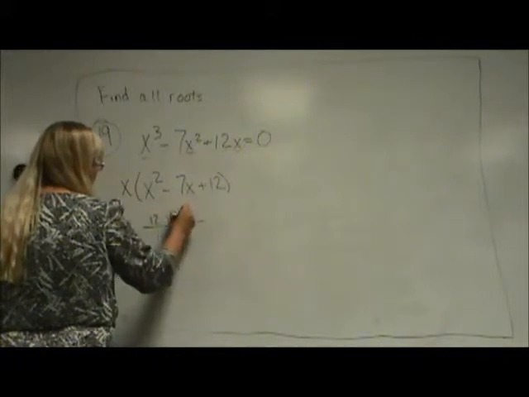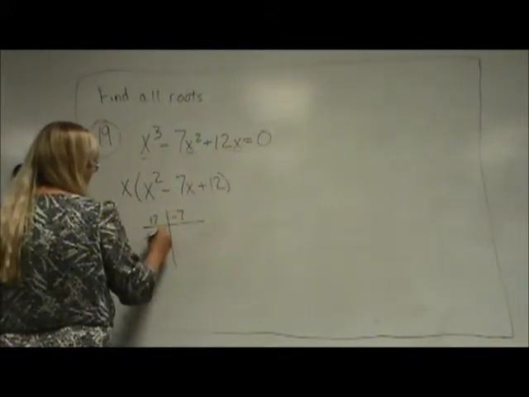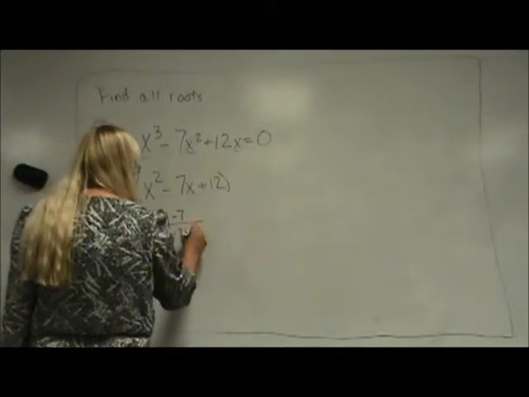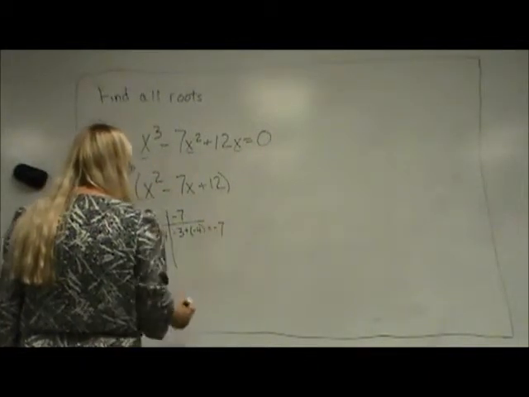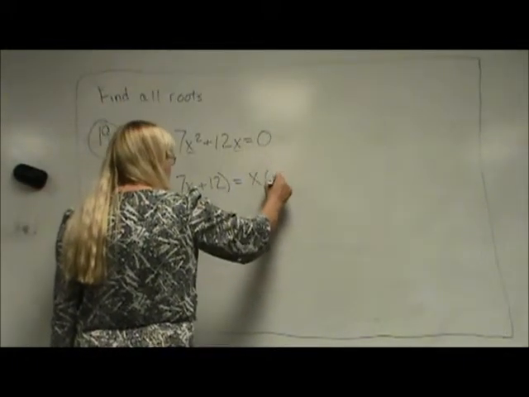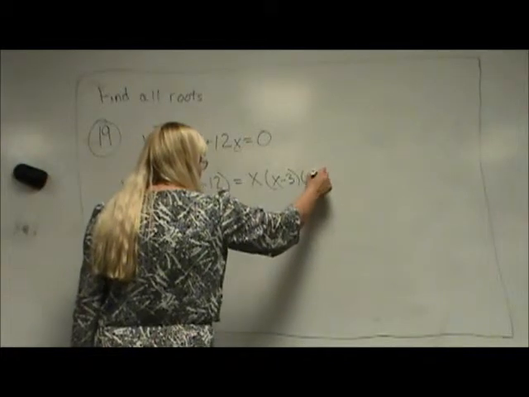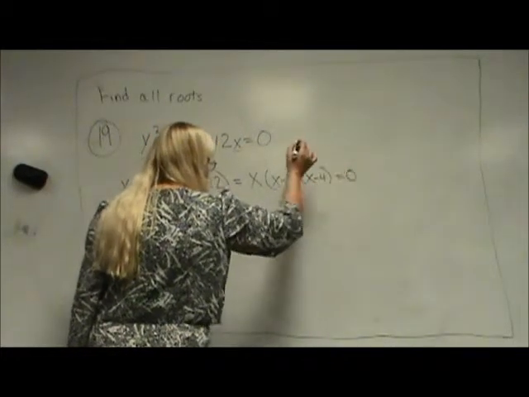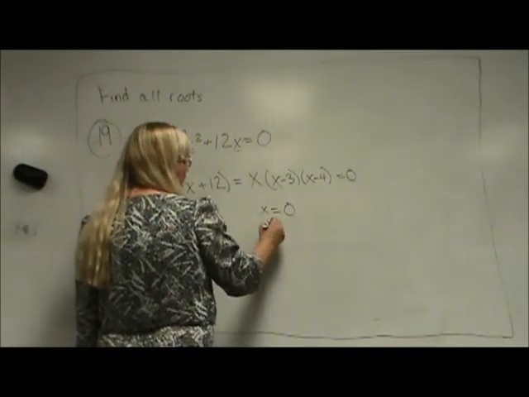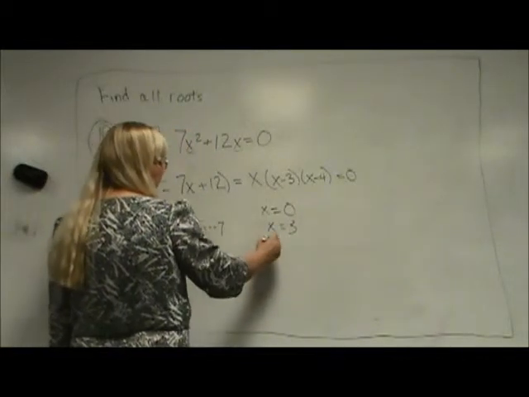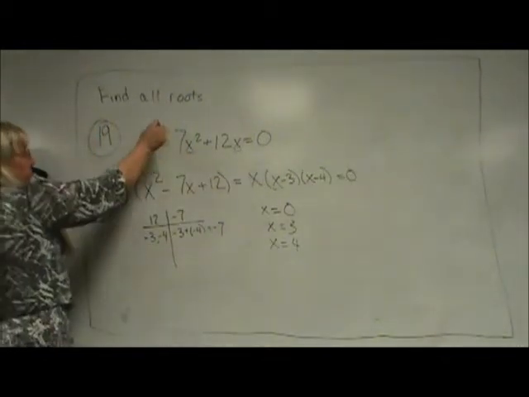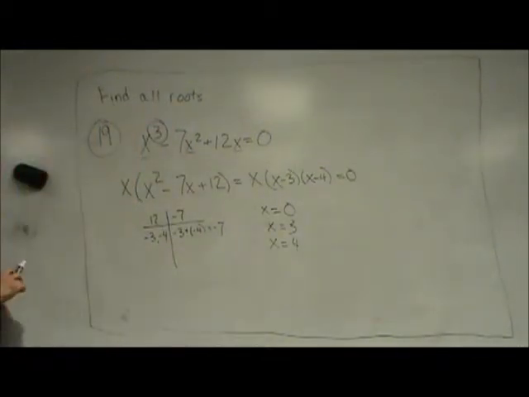12, negative 7. Ooh, how about negative 3 and negative 4? Negative 3 plus negative 4 equals negative 7. So then this is going to give me x times x minus 3 times x minus 4, and that's all equal to 0. So I have x equals 0 from my first term, x equals 3 from my second term, and x equals 4 from my third term. And that's what I expected, 3 answers because I had x cubed.